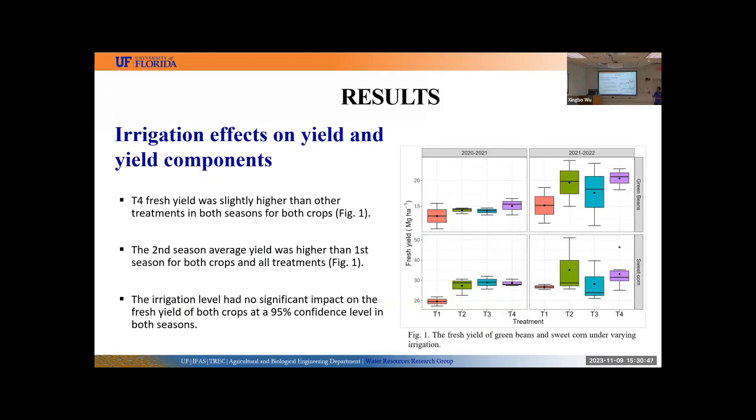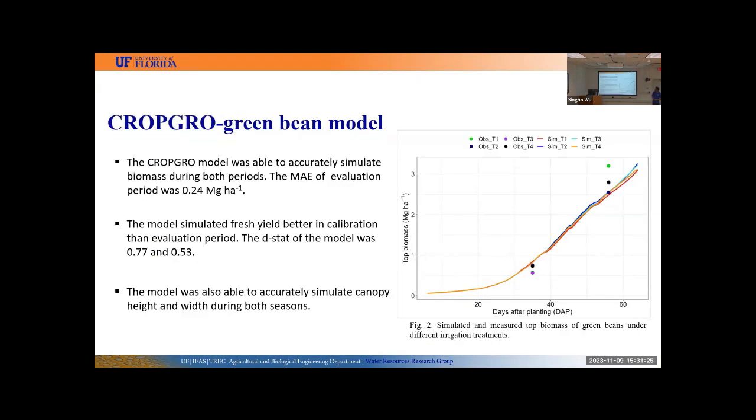So for the results, we tried to see how the irrigation is affecting the yield and yield components. We observed that the full irrigation treatment had a slightly higher fresh yield than other treatments during both periods and for both crops. We also observed that the second season average fresh yield was better than the first season yield for both crops. However, the irrigation level had no significant impact on the fresh yield at the 90% and 95% confidence levels for both seasons.